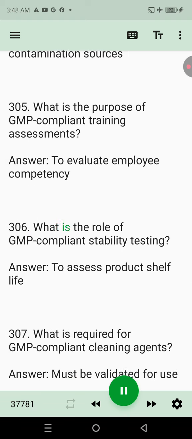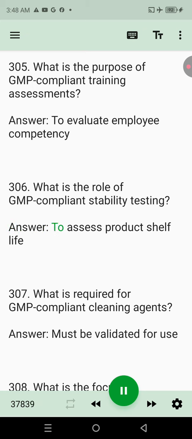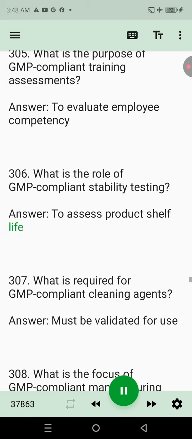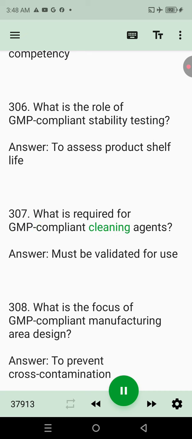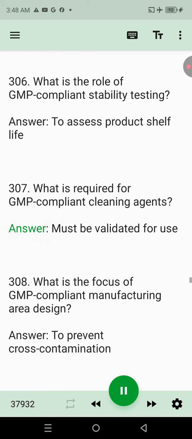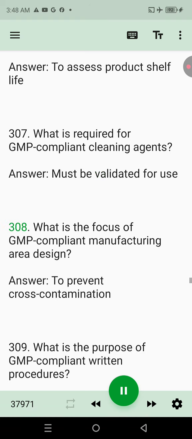306. What is the role of GMP-compliant stability testing? Answer: to assess product shelf life. 307. What is required for GMP-compliant cleaning agents? Answer: must be validated for use.